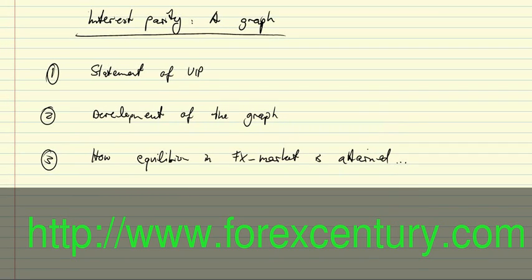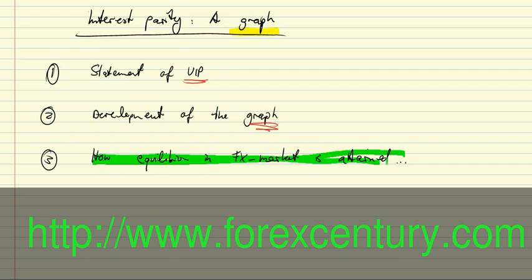So for this clip, we'll be discussing again the concept of interest parity, but now in a graph. So we're going to develop a graph that allows us to understand and analyze issues in the foreign exchange market in some more detail. We'll do that in 3 steps. First, develop a quick statement of UIP, the uncovered interest parity. And second, develop the graph itself. And third, importantly, consider how equilibrium in the foreign exchange market is attained.